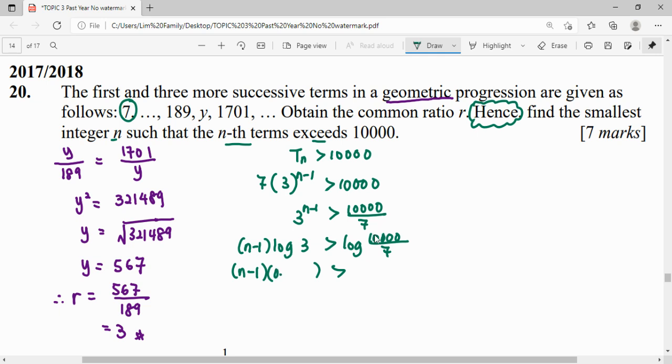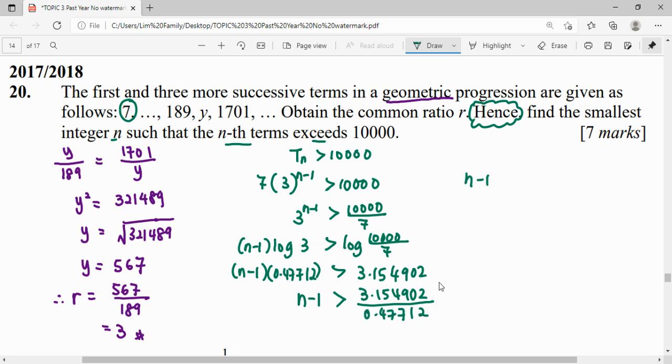So this is 0.4771. I give more decimal places because we haven't come to the final answer yet. For the right hand side, log of 10,000 over 7 gives us 3.154902. So for this movement, we move this number to the right hand side, and it is safe, where we no need to change the sign because it is a positive number.